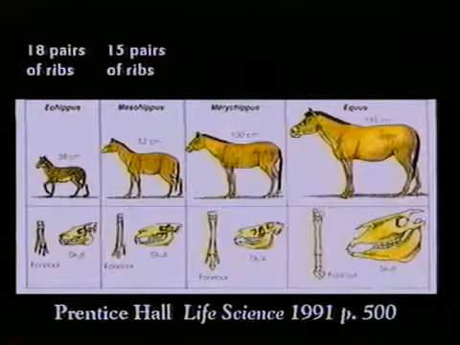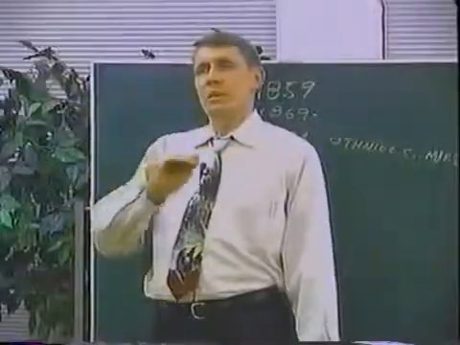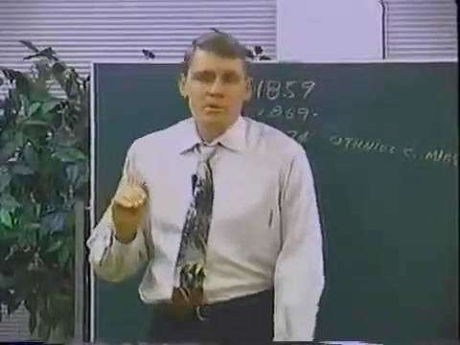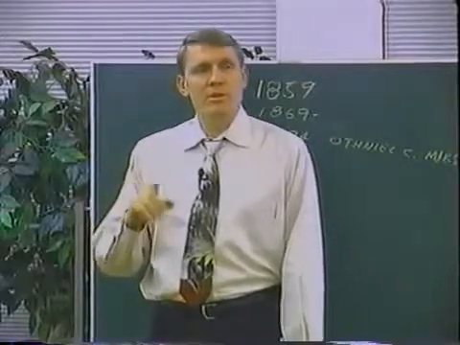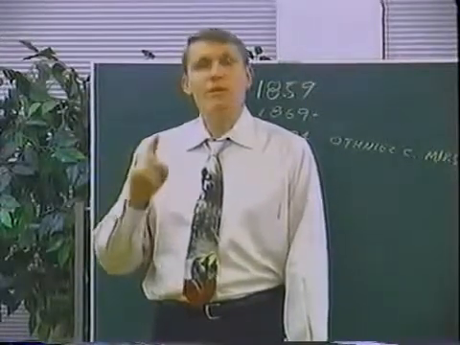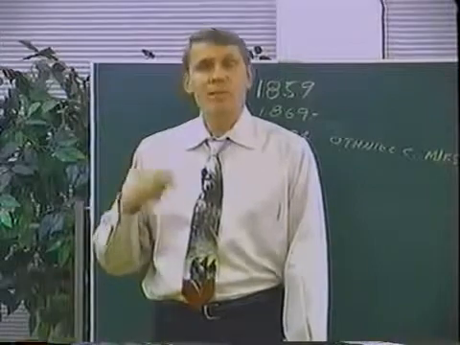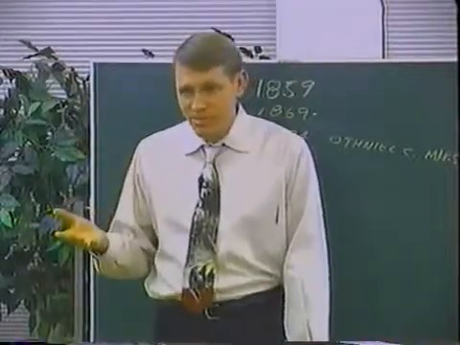Now, what would cause an animal to lose? You see, when you lose a complete set of ribs, you also lose the backbone that they attach to. You'd have to change the nerve system. You have to change the muscular system. You have to change the blood, the circulatory system.